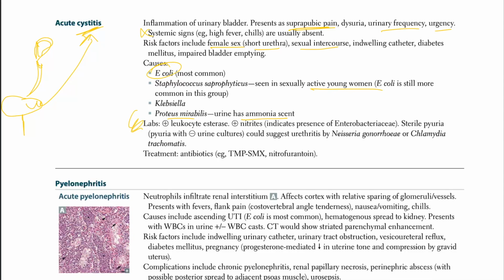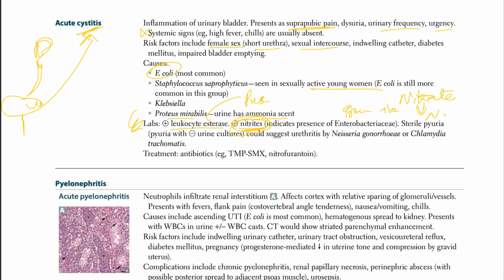In the labs, you will have positive leukocyte esterase due to the pus in here. So why do you have this positive leukocyte esterase? Because of the presence of pus. Positive nitrites indicate the presence of Enterobacteriaceae, which are gram negative. And what do the gram negatives do? Well, they convert nitrates to nitrites, so that's why you have the nitrites positive.